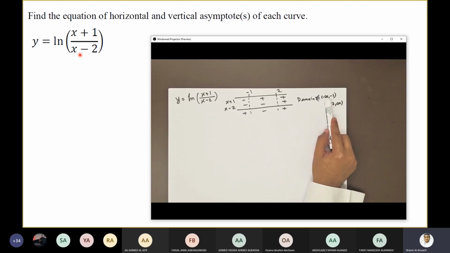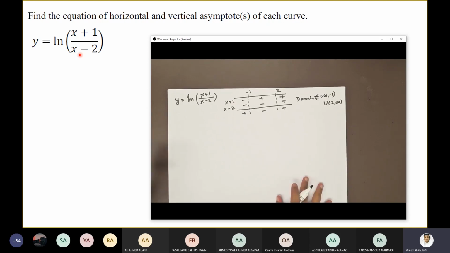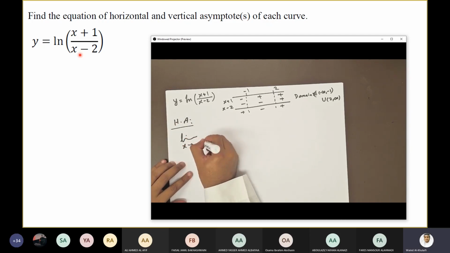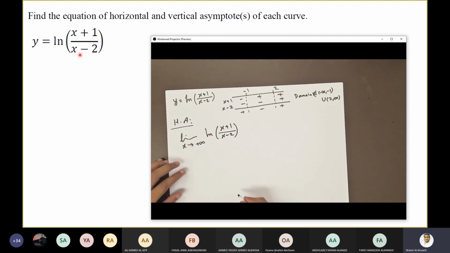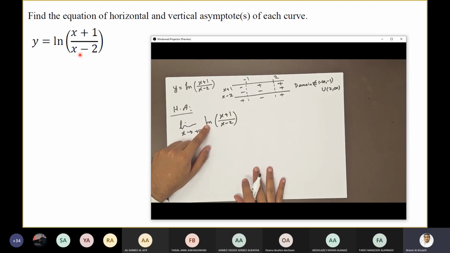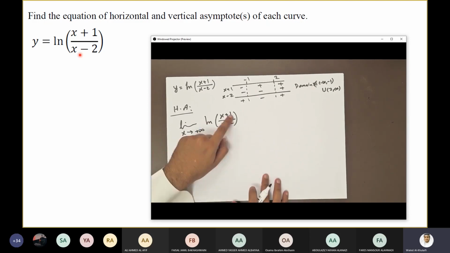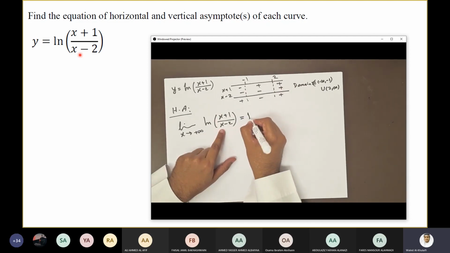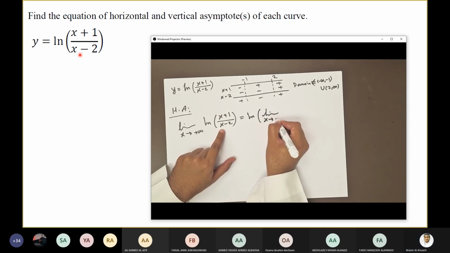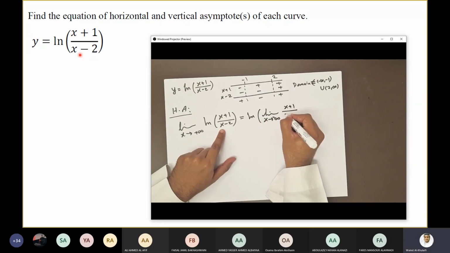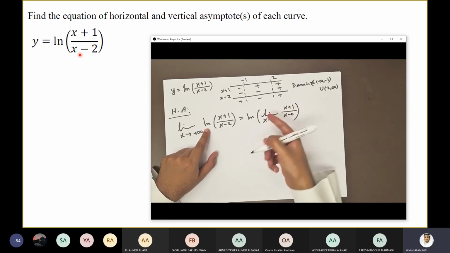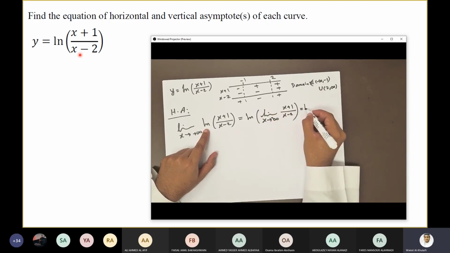So I can go to infinity, I can go to negative infinity, no problem with that. Okay, so now let's check for horizontal asymptote. When I take the limit as x approaching plus infinity of ln of (x plus 1) over (x minus 2), now I have ln, and ln is a continuous function on its domain. Just make sure that whatever inside is positive. I'm sure I am positive inside, so I can push the limit inside, because ln is a continuous function on its domain.